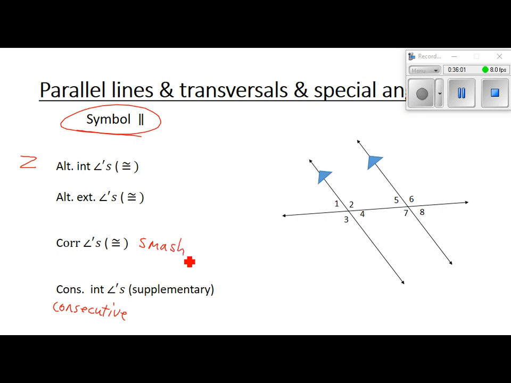Consecutive interior. Which angles are interior angles? There's 4 interior angles. 2, 5, 4, and 7. Which ones are consecutive interior angles? 2 and 4? No. Consecutive. 2 and 5. The roommates. Remember, if that helps you, the roommate ones. The ones that have nothing in between them.